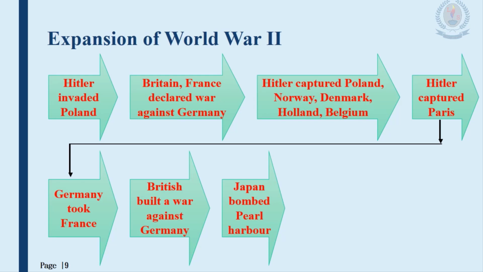And that is why Japan bombed the American Navy camp in Pearl Harbor on 7th November in 1941. So after this situation, the American President Franklin Roosevelt declared war against Germany, and Germany and Italy joined their hands with Japan and declared war against America.